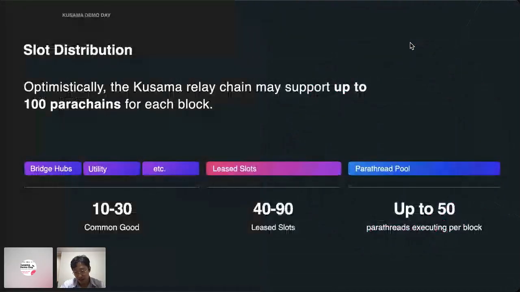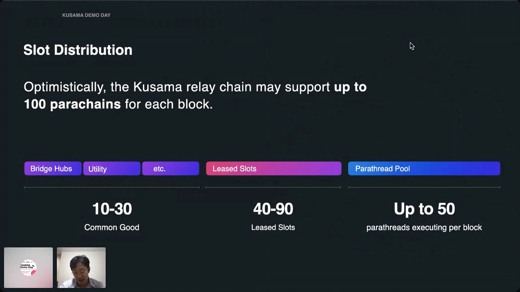So I think you can't really talk about Kusama without talking about slot auctions and slot distributions. Both Kusama and Polkadot support what are called parachains. And parachains are essentially the fundamental pillar, you could say, that supports these networks and supports the applications within these ecosystems. Both Polkadot and Kusama also have relay chains. And the Kusama relay chain can support up to 100 parachains for each block included. So for each block, about 100 parachain transactions can be included.